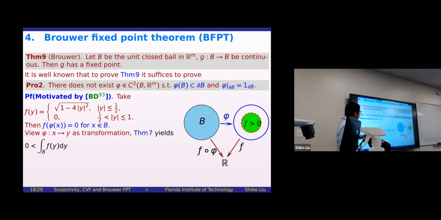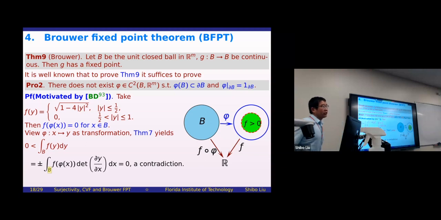On the other hand, when you change variables, this volume integral equals the volume integral over x, but the integrand is zero, so the result is zero. So this is a contradiction. This contradiction shows that our proposition is true. Therefore, the Brouwer fixed point theorem is also true.